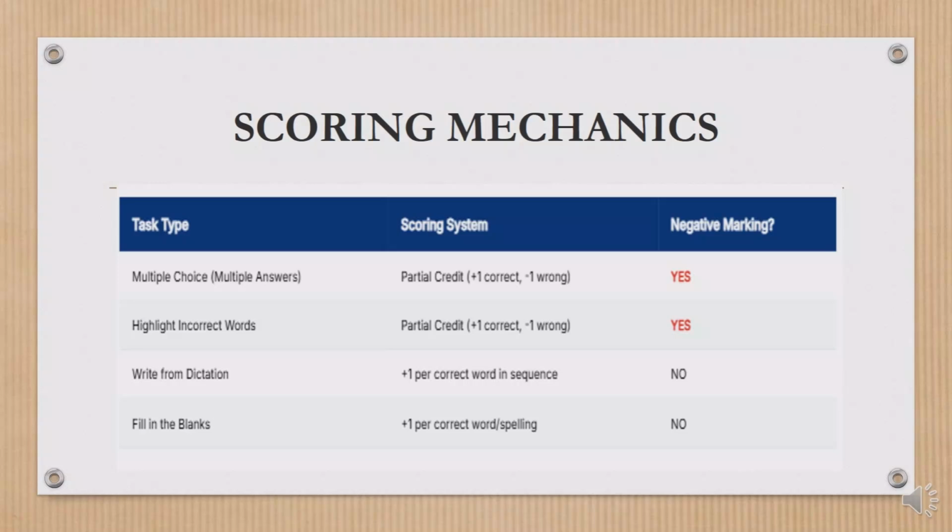Highlight incorrect words. It's a similar pattern for these questions as well. Write from dictation, you get +1 for each correct word and there is no negative marking. Filling the blanks, +1 for each correct word and no negative marking.